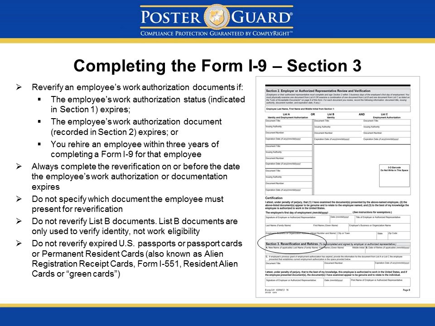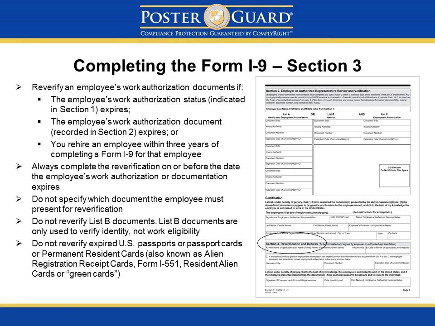For re-verification, the employee has to present a currently valid document from List A or List C. Again, they're trying to reestablish work authorization. And just like in the initial I-9 process, you cannot specify which document the employee has to present for re-verification. They get to pick from that list, and they don't even have to show the same combination of documents or the same document that they used originally that expired. As long as they can satisfy the work authorization requirement, either from List A or List C, with documents that are not expired, that's fine.